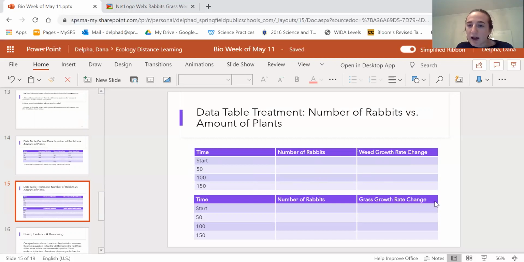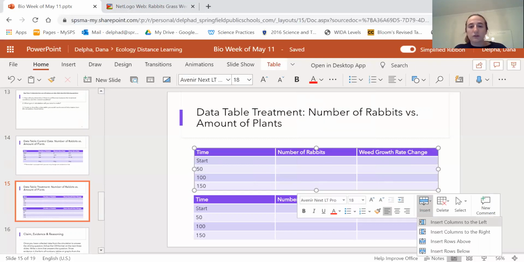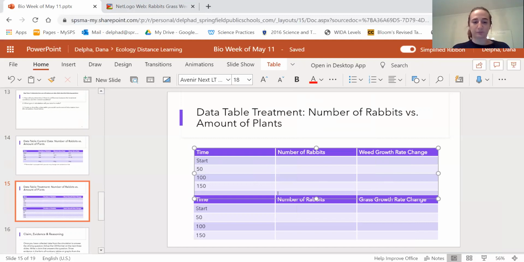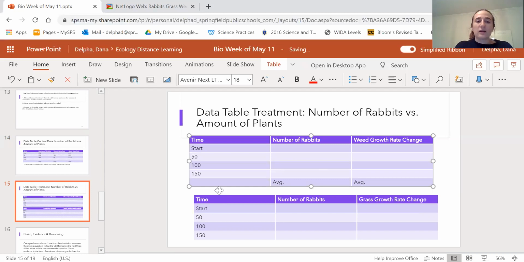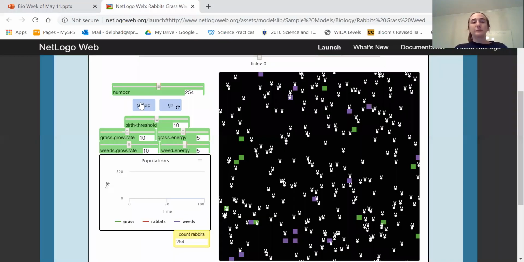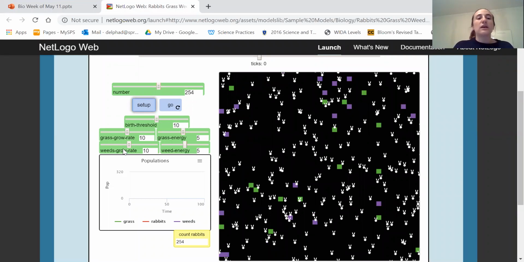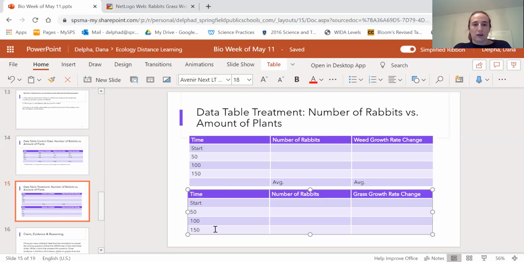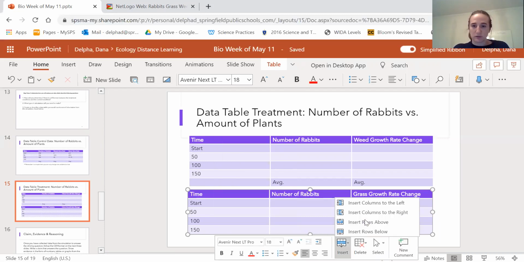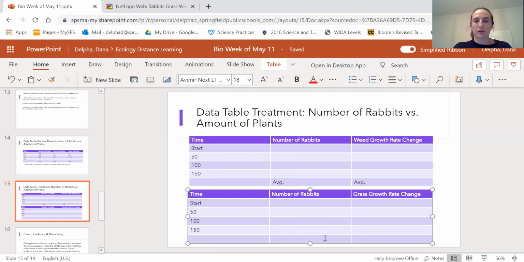I'm also going to insert a row below for an average, just in case you want to compare those. Then you're going to once again click setup, put everything back to normal, and then you are going to change the grass rate. You can decide if you want to change it from 0 or to 20. And I will insert a row below. You'll find the averages, just in case you need to compare them.